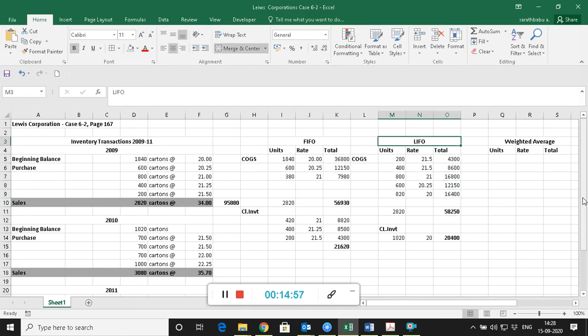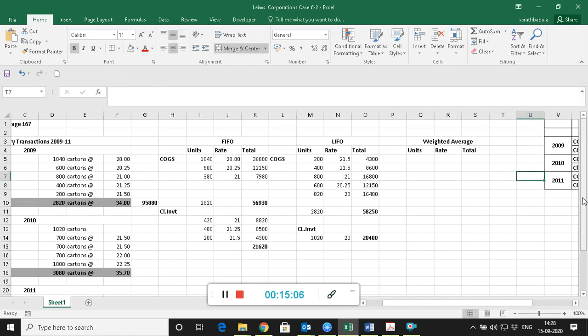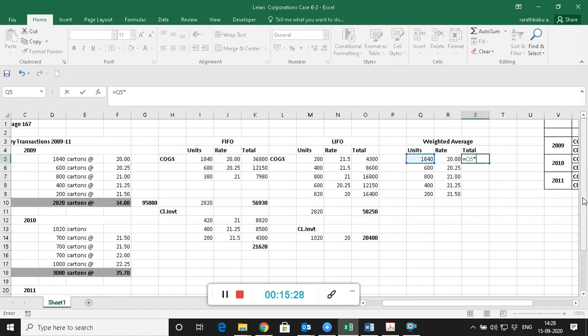So I hope you understand how to compute COGS using LIFO and FIFO methods as well as the closing stock. Then let me move on to the weighted average. It's pretty straightforward and easy for me. How am I going to calculate weighted average? I'm just going to calculate the total units and rates to compute the total. I'm giving weightage to the units as per the weighted average method. So how much is the total price?